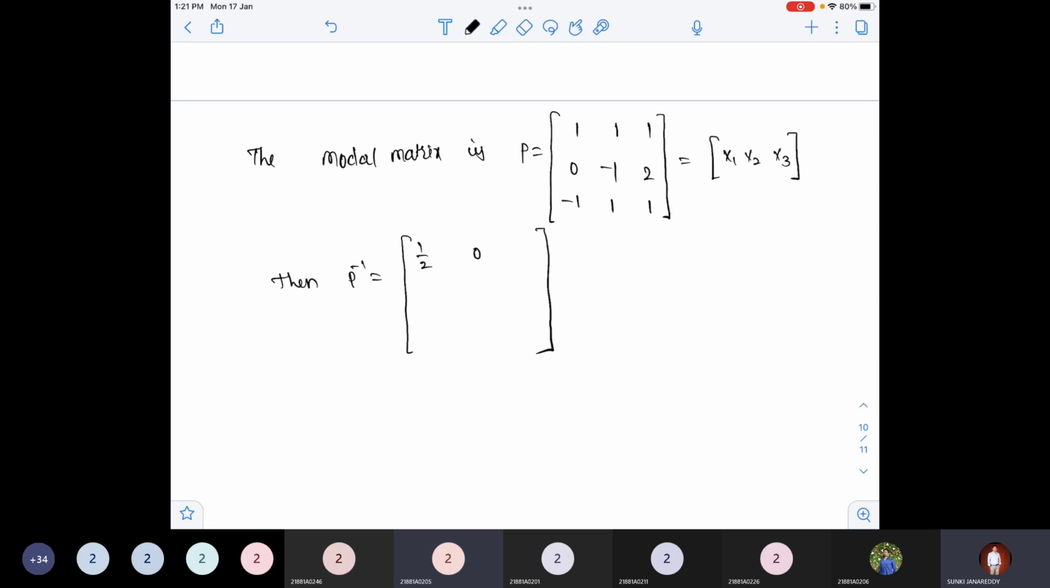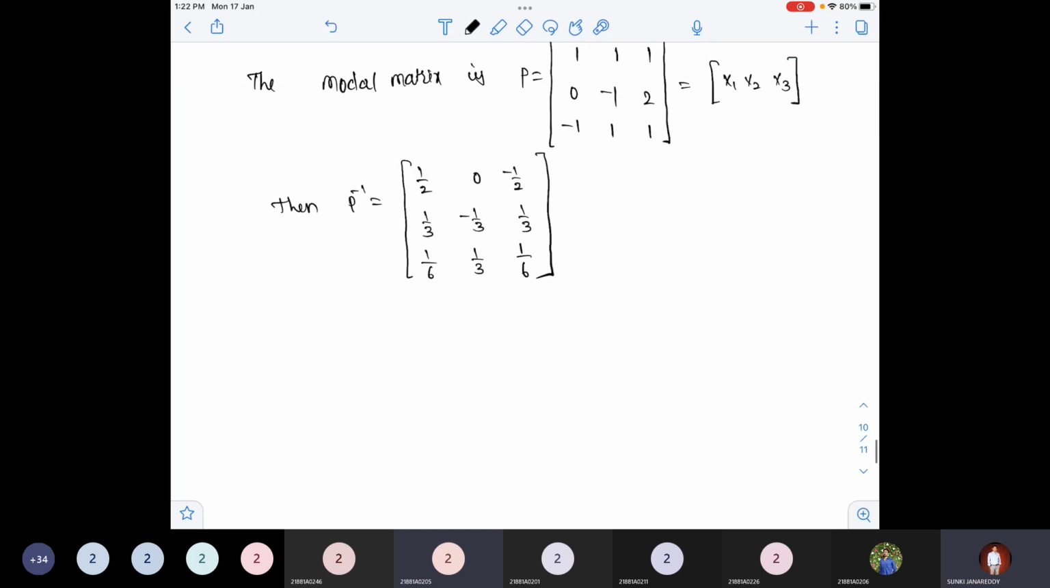0, 0, -1 by 2, okay good. 1 by 3, okay good. -1 by 3, good. 1 by 3, okay. 1 by 6, okay. 1 by 3, okay. 1 by 6. Good girl, keep it up. Okay, here it is, P inverse, right?